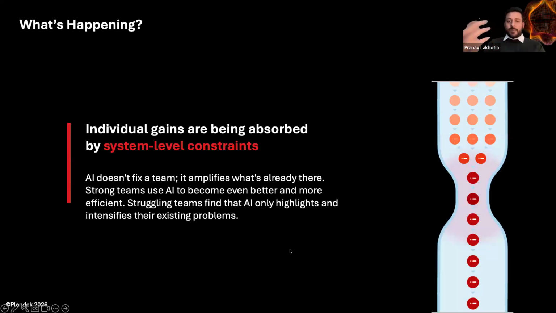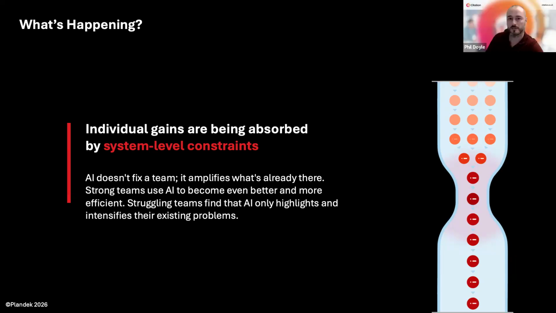So again, individual and system level constraints. Phil and Dan, it would be interesting to understand from your side why you started thinking about applying the theory of constraints to the use of AI tools. So, Phil, if you want to take that, please. Yeah, I can start off on that.